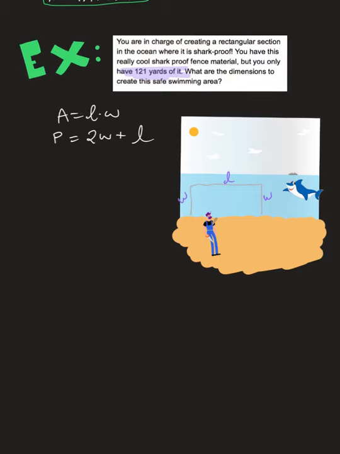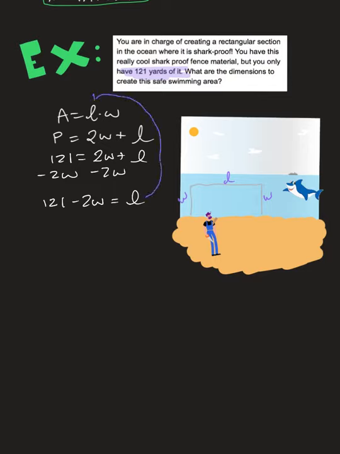Reading the problem, let's notice that we have 121 yards of our fencing. So we know that the perimeter P is 121. So we have 121 equals 2W plus L. And then from there, we can actually solve for our L value by subtracting 2W to both sides. And then there it is. So now our next step is combining our area and perimeter equations.